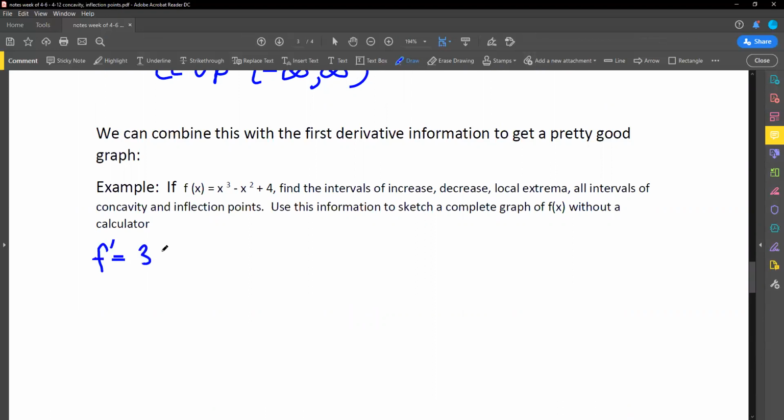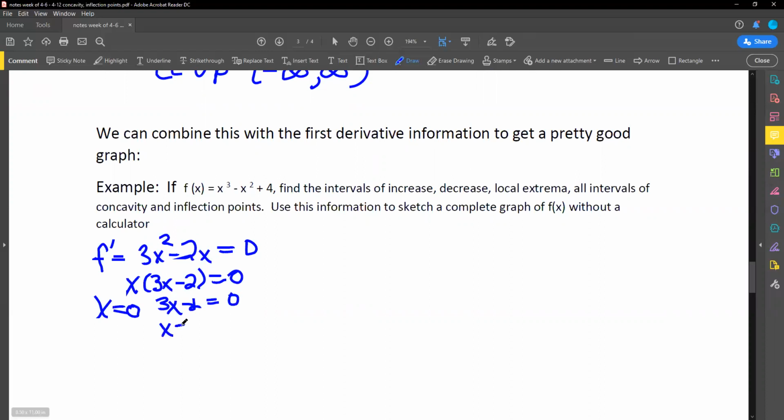So the first derivative is 3x squared minus 2x. I set this equal to 0, and I can pull out an x, and I get x times 3x minus 2. Setting each of those to 0, I get x equals 0, or 3x minus 2 equals 0. If I solve for x here, you're going to get 2/3.